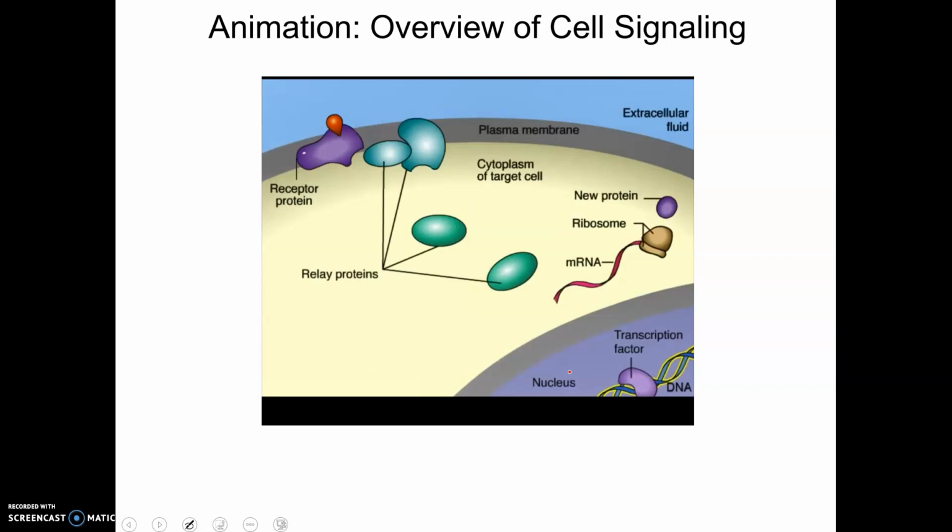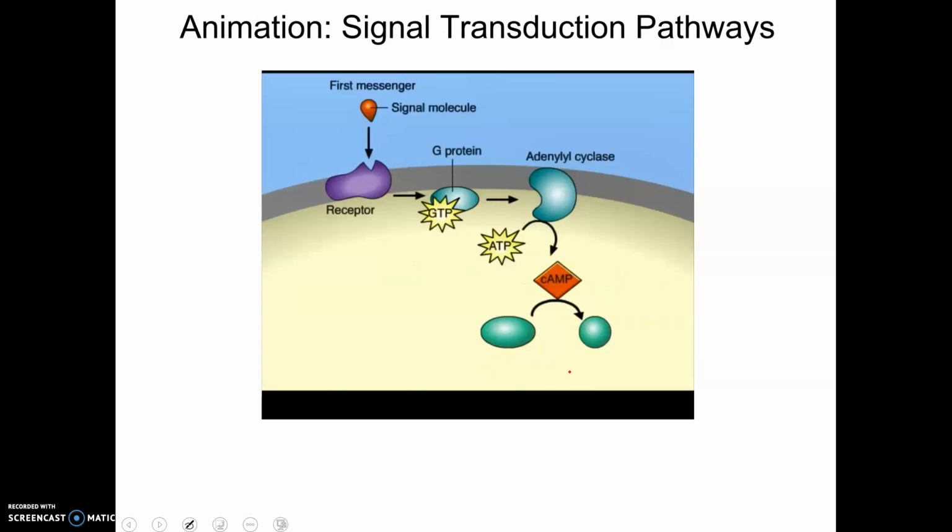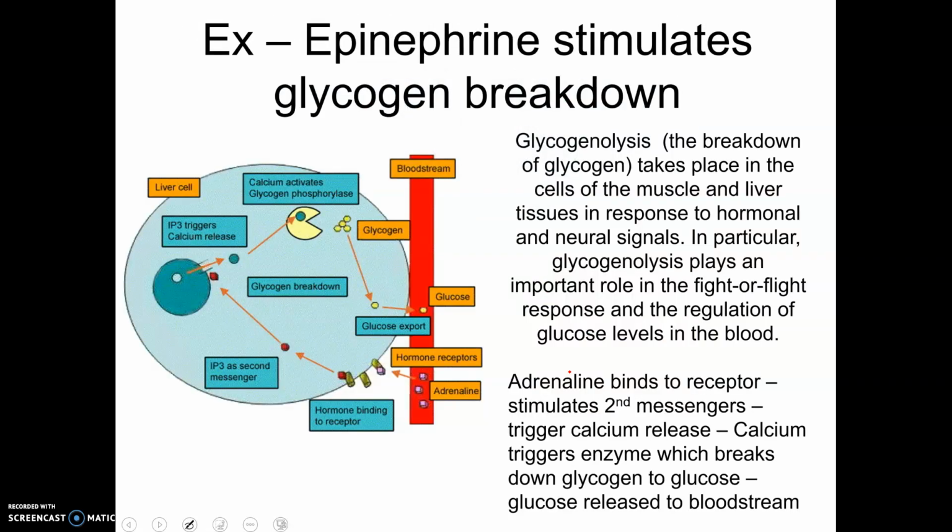All right, so that kind of gives you an overview of what I'm talking about. This is just a generalized one. Here's a more specific one. In this case, the hormone adrenaline, or epinephrine, binds to a receptor. It activates a second messenger called IP3. That causes calcium ions to be released. This is in your liver cells.